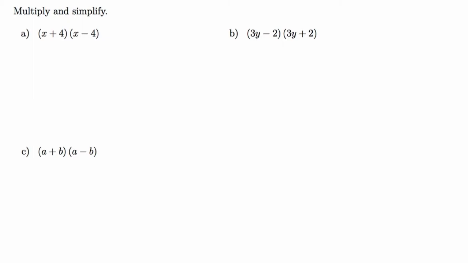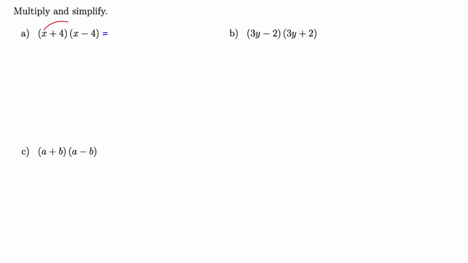In this example, we'll see what happens when you multiply two binomials that are the same, except one has addition and the other has subtraction. We'll begin by using our usual distribution foiling process. So in part A, we have x plus 4 times x minus 4.